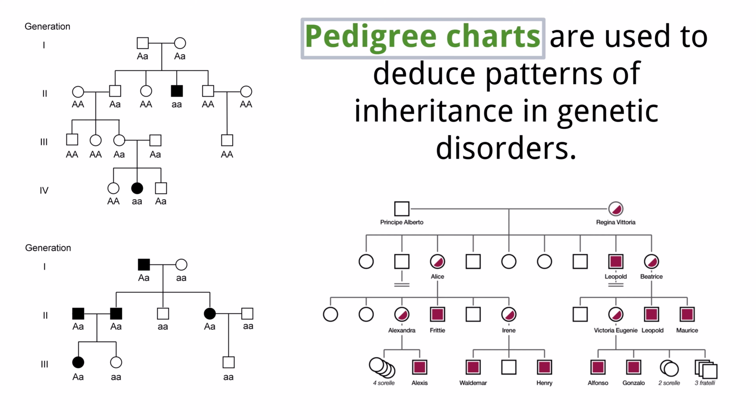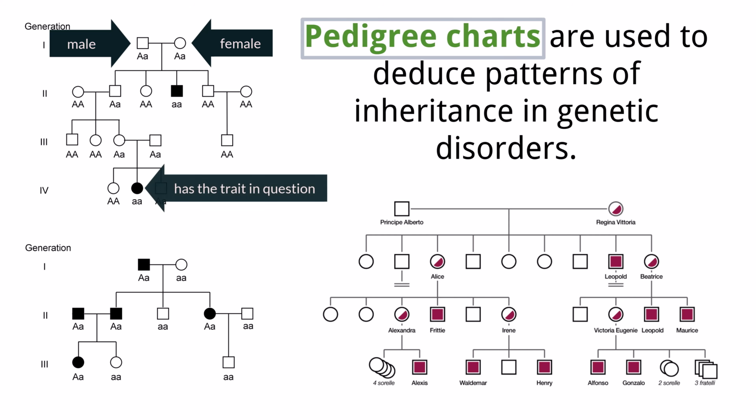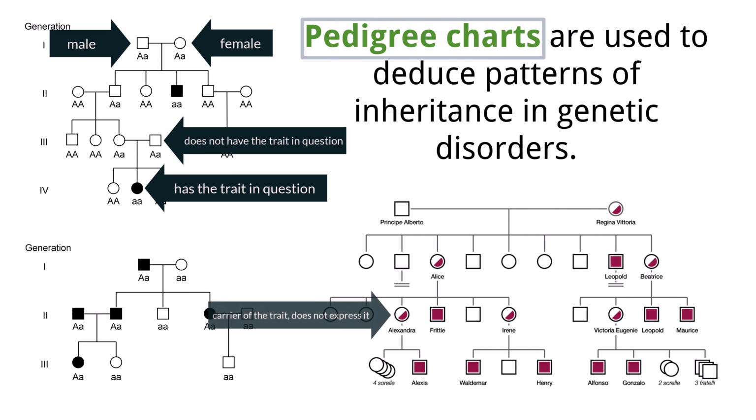The pedigree chart uses symbols to represent each individual. A circle is female, and the square is male. If the circle or square is colored in, that indicates that the person has the trait in question. If the circle or square are not colored in, that indicates that the person does not have the trait. Occasionally, you will see the circle or square half-colored, which indicates that the person does not exhibit or express the trait, but is a carrier of that trait.